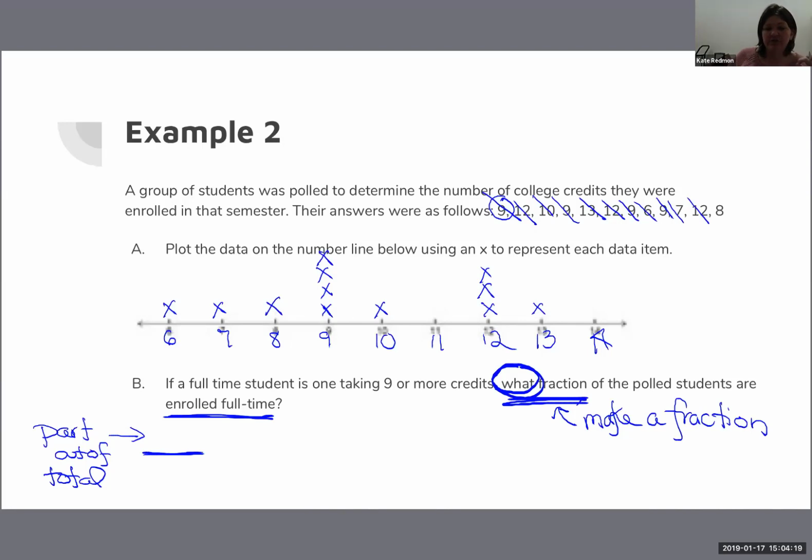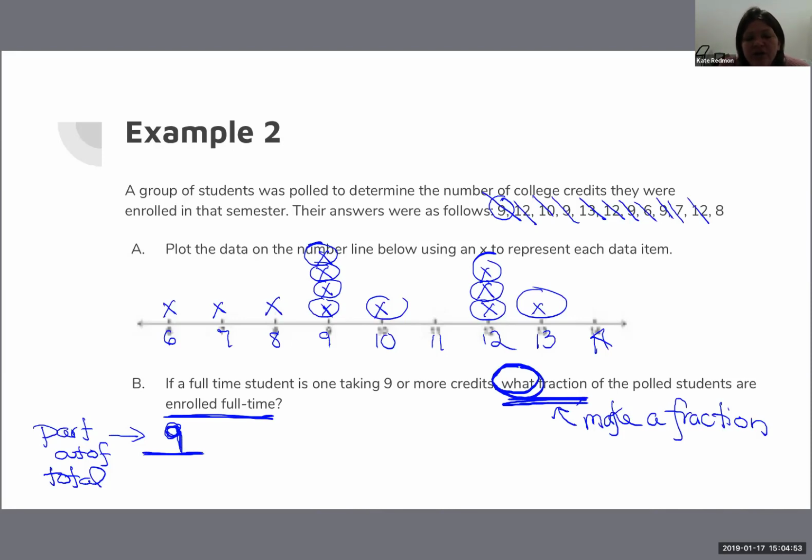So a full-time student is one taking 9 or more credits. And I want to know what fraction of the polled students are enrolled full-time. So the part I'm looking at is the full-time students. So guys, how many full-time students are there? 9. There are 9, absolutely. 1, 2, 3, 4, 5, 6, 7, 8, 9 students taking 9 or more credits. So 9 students enrolled full-time. I'll put the 9 up there. That's the part of the piece I was talking about.